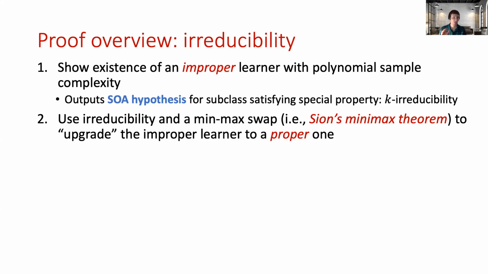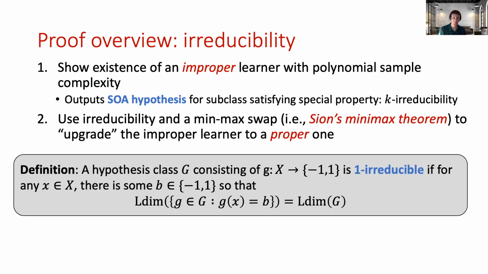The second step of the proof is to use this property of irreducibility together with a min-max swap, namely applying Sion's min-max theorem, to upgrade the improper learner to a proper one. Now, the second step is quite standard. In particular, applying Sion's min-max theorem in this sense has been used before in the literature on differential privacy. So I'm mostly focused on the first step, but I will note that the notion of irreducibility plays a central role in both of these steps. And so that's what I'll introduce next.